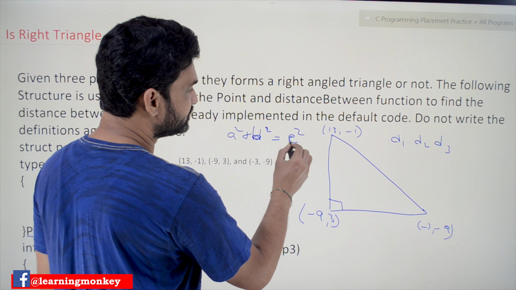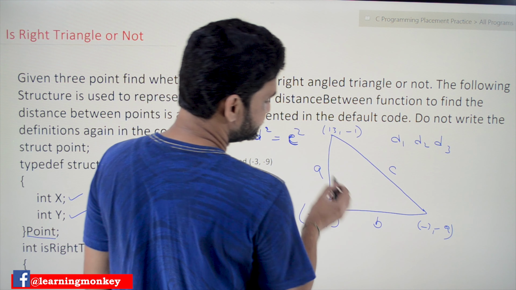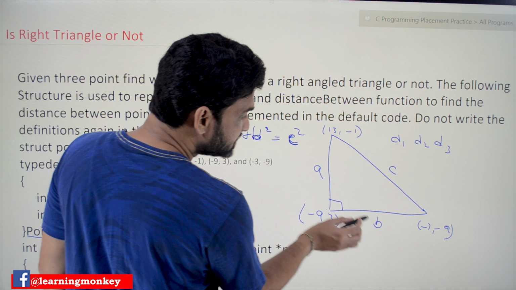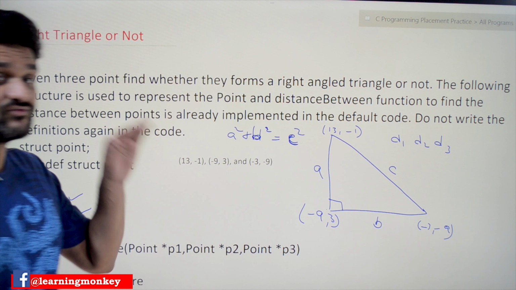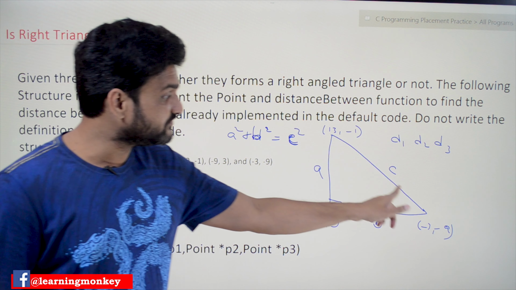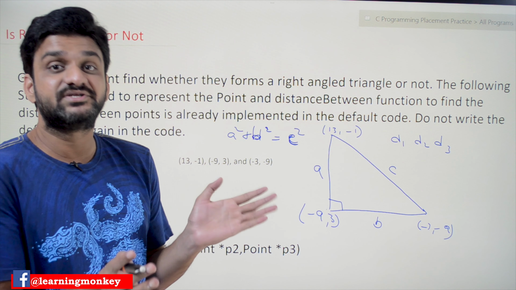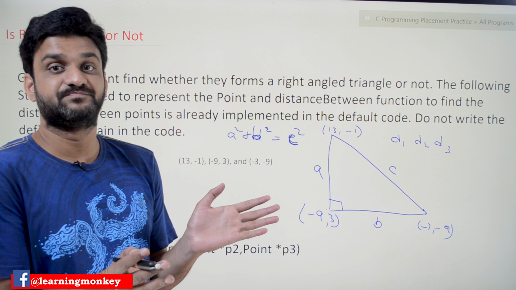If this happens to be true, so it is a, this is b, and this is c, the distances. If a square plus b square is equal to c square, then we can say that it is a right angle triangle, and this is the side which will have the maximum length. So for that we have to find, among these distances, the maximum distance.